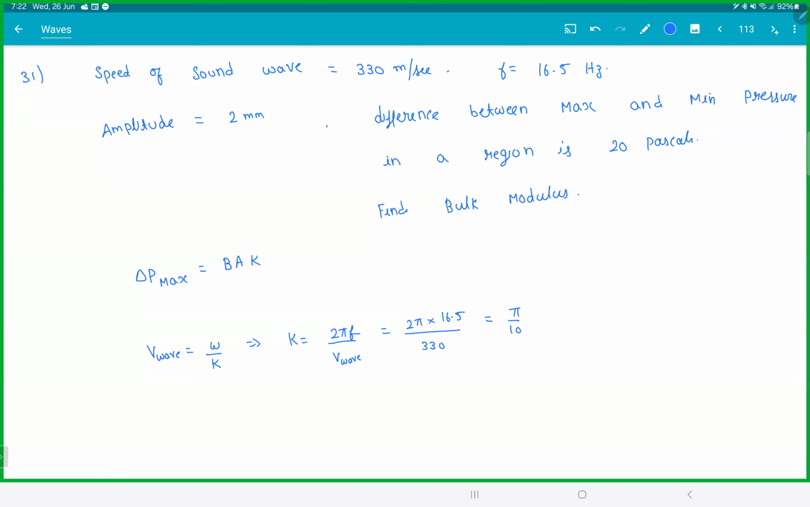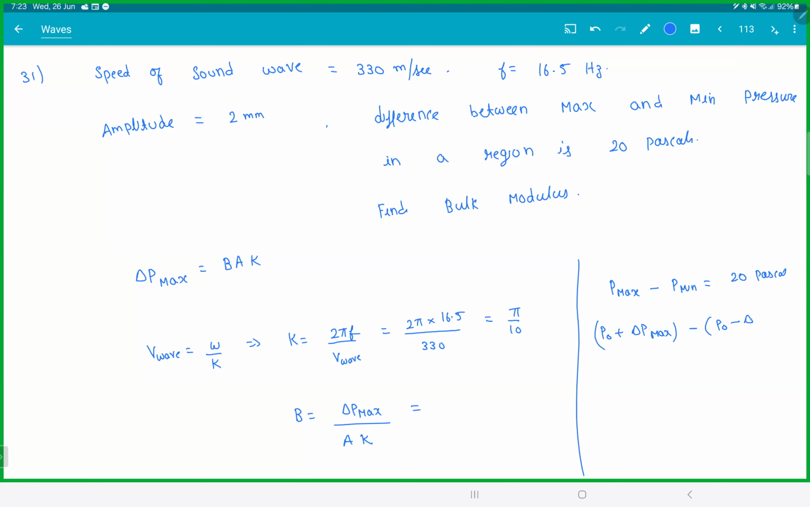Amplitude is given. What is delta P max? If I got that, I got everything actually. So delta P max, I need to find. Amplitude is given. K value I know. What is delta P max? So 10 pascals. It's not 20. Be careful. I said the difference between maximum and minimum pressure. So P max minus P minimum is 20 pascals. So P max will be P naught plus delta P max. So P max and delta P max are different.